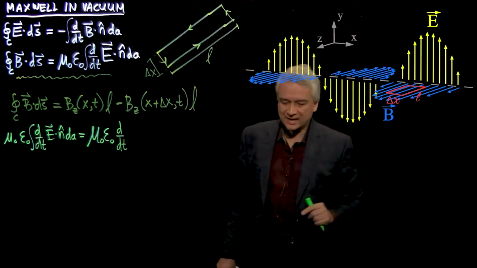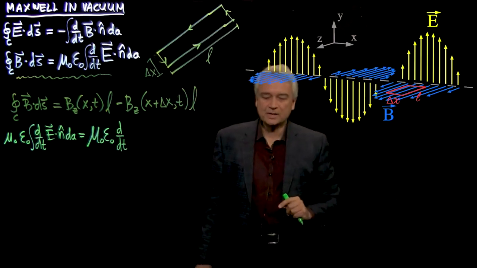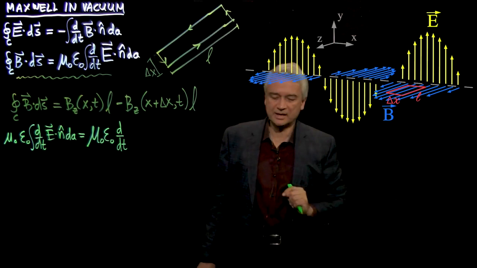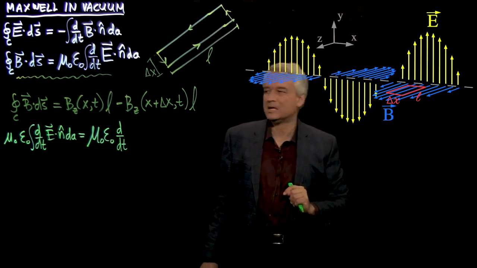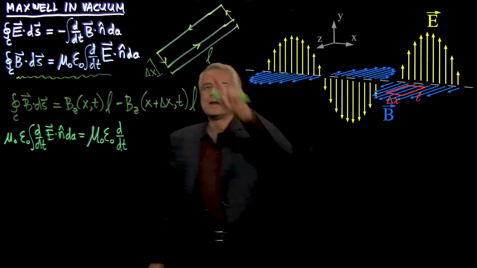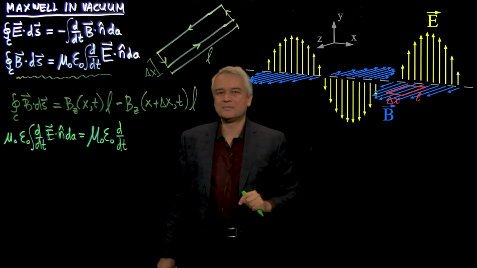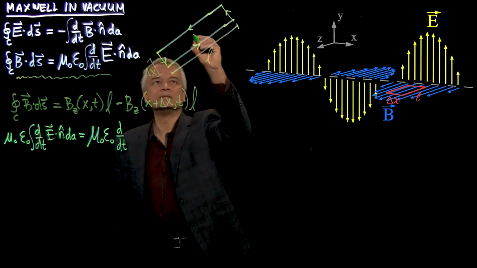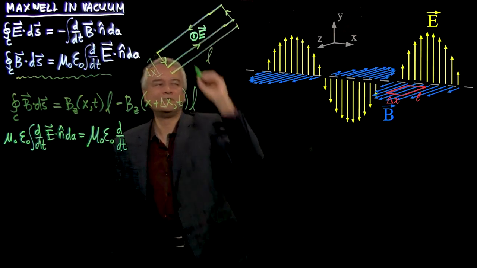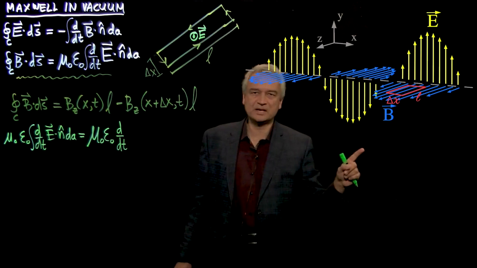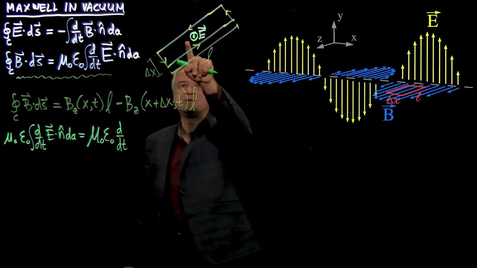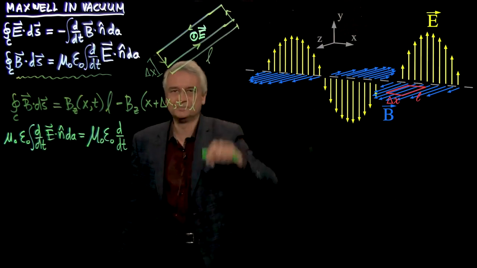And what do I have the d by dt of? Well, if you look at the diagram over here, you see that the yellow arrows are coming up through the red rectangle. So there is, in fact, an electric flux through the rectangle. And when I represent that in this diagram, that means that there is an electric field. If you look at the orientation of the electric field and the direction in which I'm doing the contour integral, you see that the electric field is pointing out of the board, pointing at you.